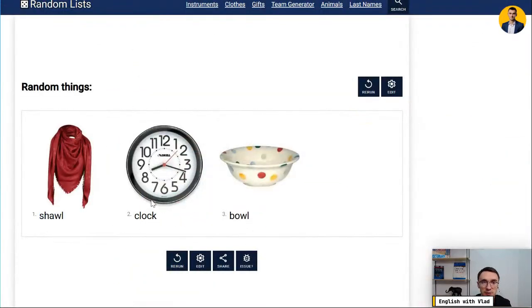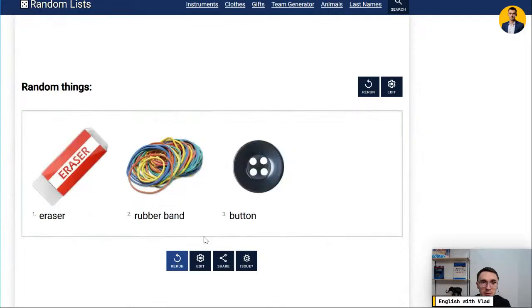Now, how about these two words? Can you say them with me? How do you say this? Number two is clock, obviously. Number three is bowl. Yeah, bowl, like a bowl of soup or a bowl of rice. Let's generate some more images and more vocabulary.